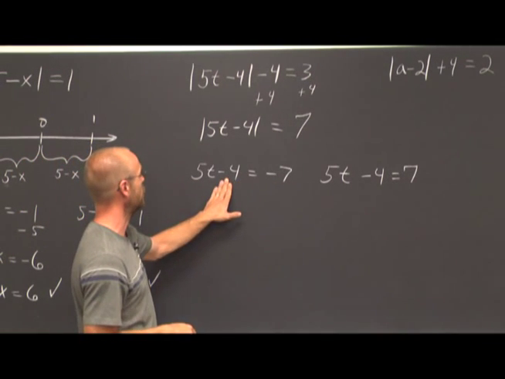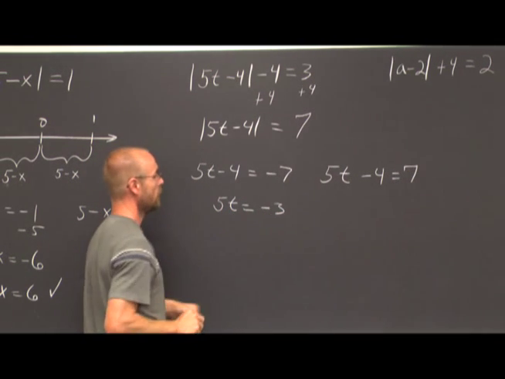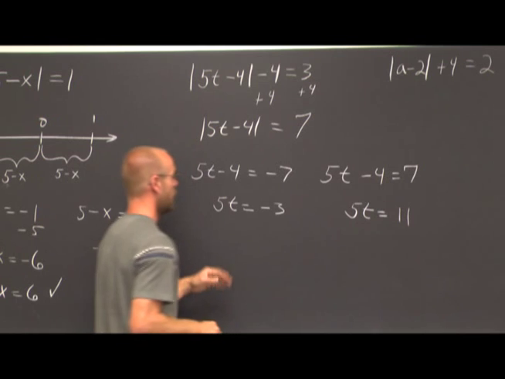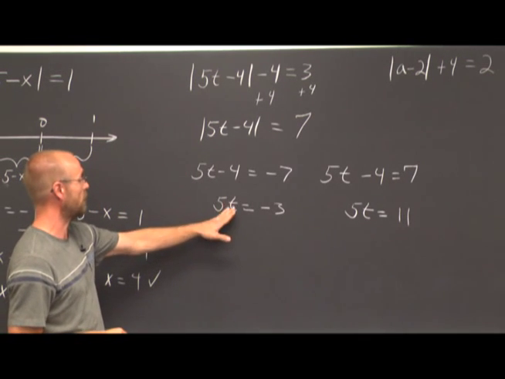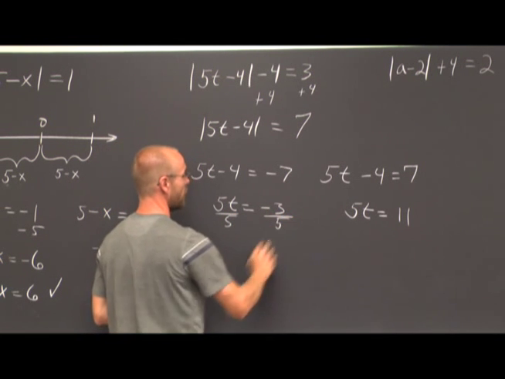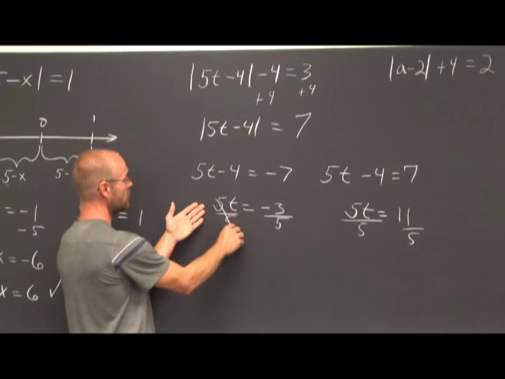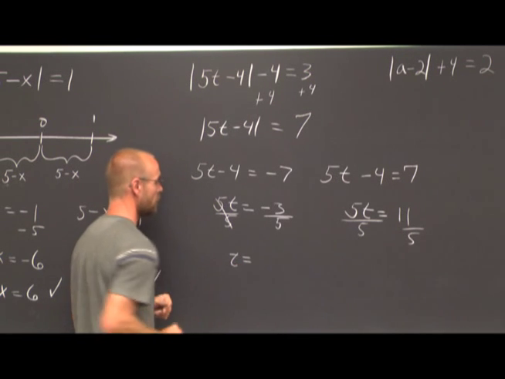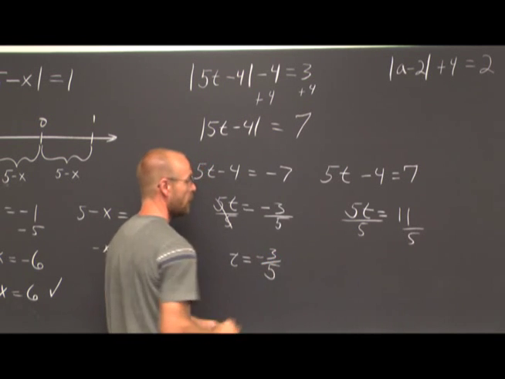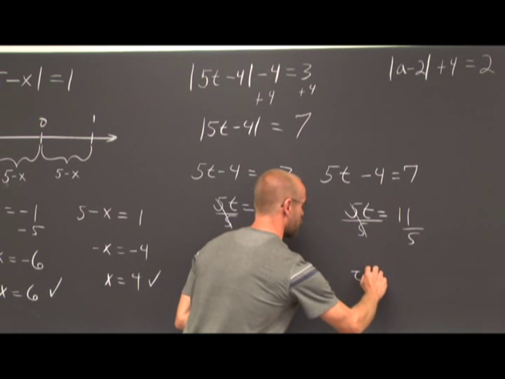So again, properties of equality, I'm going to add 4 to both sides. And I can do the same thing over here, add 4 to both sides. And we want to undo this multiplication because this says 5 times t. We use division to do so. So I divide this by 5, divide this by 5. And we're going to do the same thing over here. I'm solving two equations simultaneously. Any number divided by itself is 1. So that's how we undid that math. And over here we get negative 3/5. Over here we have the same thing. The 5's cancel. T equals 11/5.